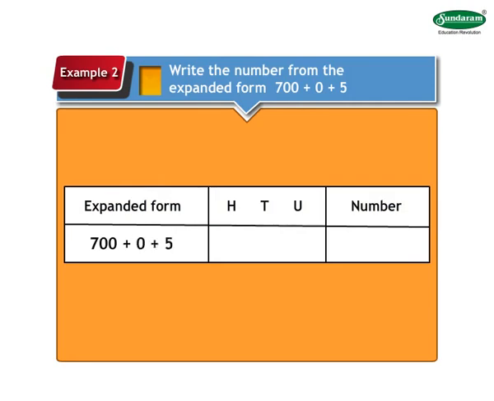The place value 700 means that the digit in the hundreds place must be 7. The place value 0 in the tens place means the digit in the tens place is 0. And the place value 5 in the units place means the digit in the units place must be 5. Therefore, the number formed from the expanded form 700 plus 0 plus 5 is 705.